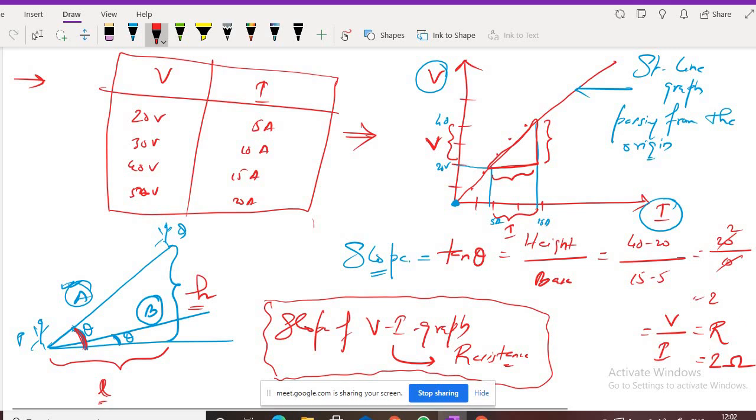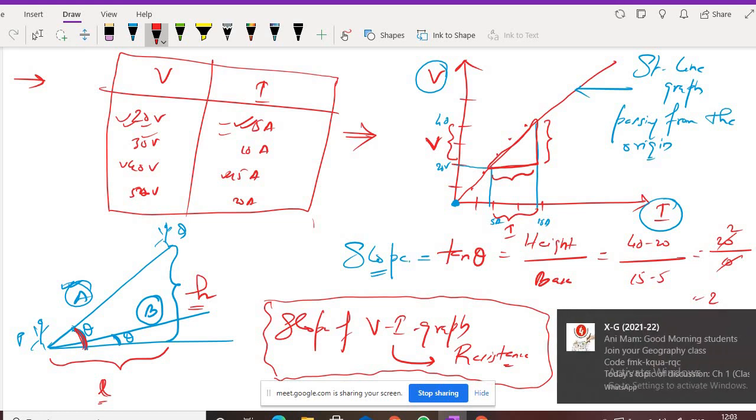Why have we taken only 15 and 5 if we have to know the slope? Can't we take the whole one? I have taken just as an example, 5 and 15 or 20 and 40. Anyone I have to choose, I have just chosen this. You can take 20, 30 or 5, 10. Anyone we take, we will get the same answer.